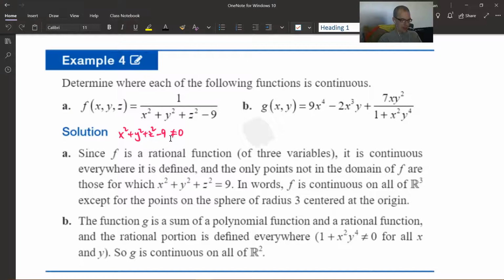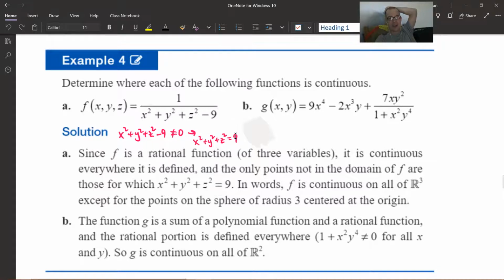Which means that we wouldn't want x squared plus y squared plus z squared to equal 9, which we've seen before as a function, or well, this isn't necessarily, I mean, it would be a 3-variable function. What we've seen this as is a quadric surface. That's a sphere of radius 3, right?